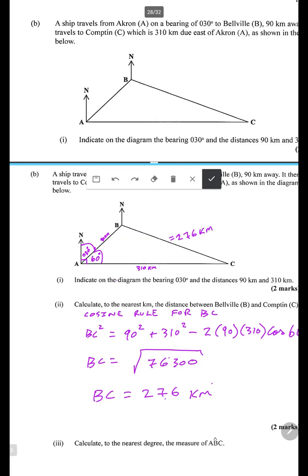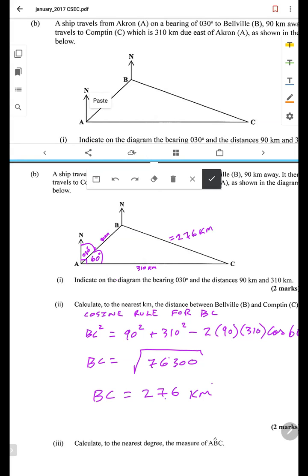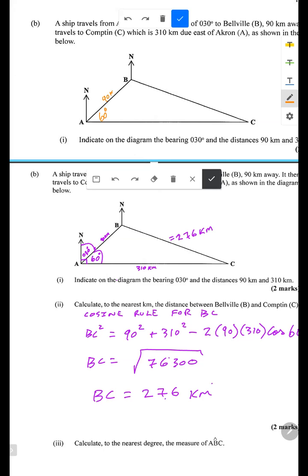So we put down what we have on this diagram. Inside here is 60 degrees. This is 90 kilometers. This is 310 kilometers. And this now is equal to 276 kilometers. We know the angle here is 030 degrees, the bearing angle, so we don't have to put it. Or maybe let's put it, 030 degrees.